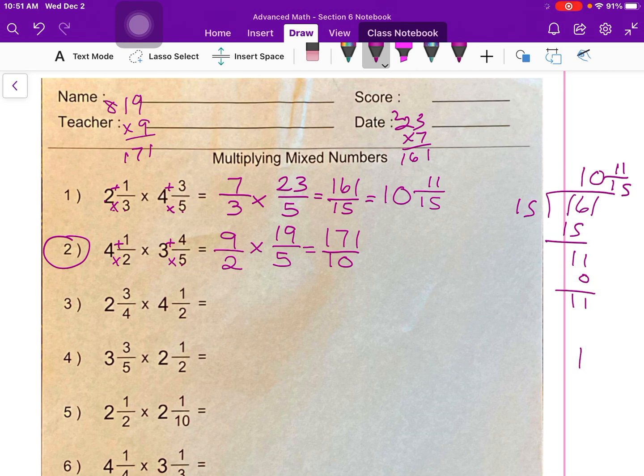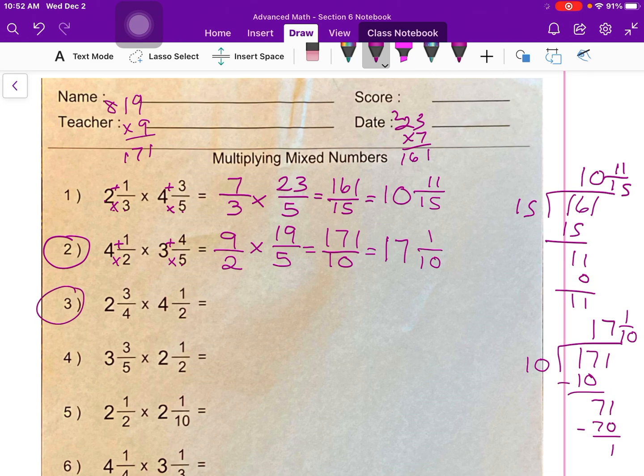And again, I can divide that out. 10 goes into 17 once. And 10 goes into 71 7 times. And I'm left with 1/10. So 10 goes into 171 17 times with 1/10 left over.